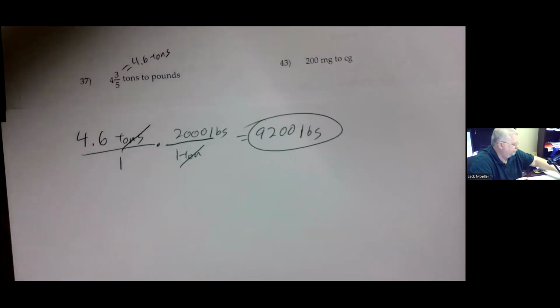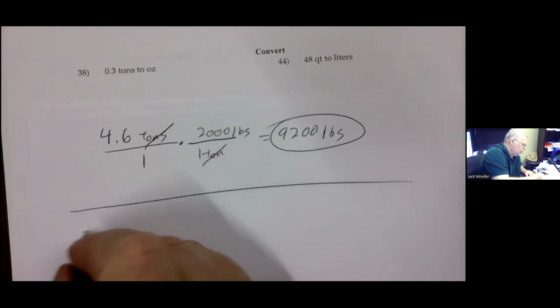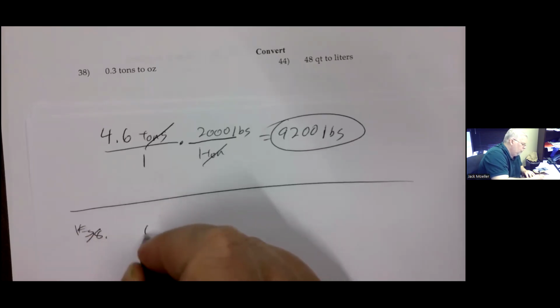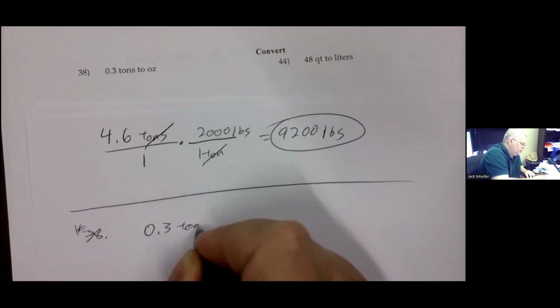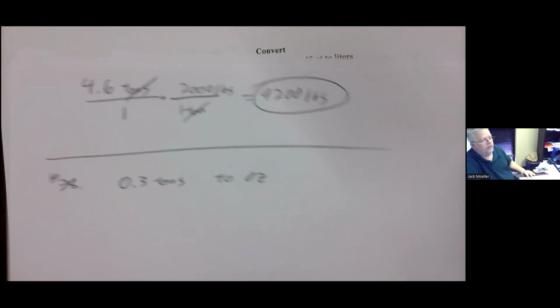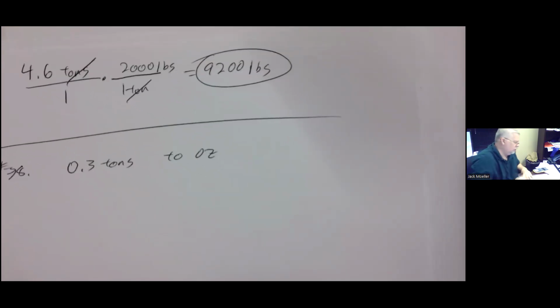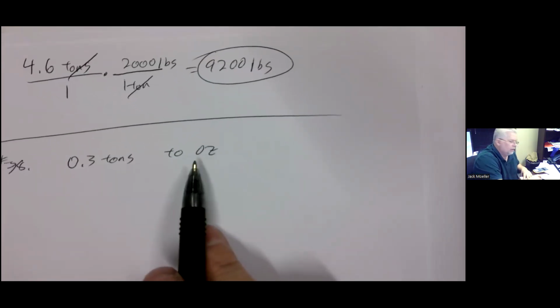All right. Pretty straightforward there. Let's do number 38. That way we get a little bit more involved problem. So 0.3 tons to ounces. So now we don't have a direct conversion from tons to ounces. So how do we do that? Well, what do they have in common?